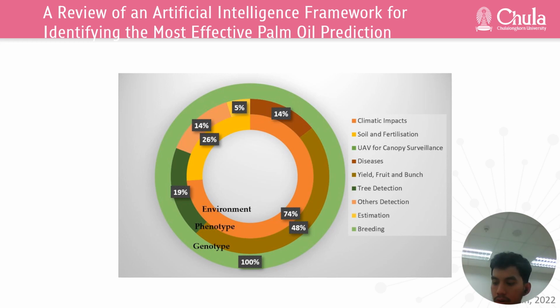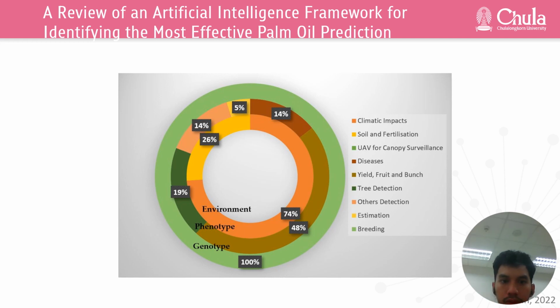Now, for fingerprinting or the traceability of geographical origin, we need to find a feature that connects the CPO and the origin, the place. There is a review on an AI framework for identifying the most effective palm oil prediction. This is a general palm oil prediction; basically, they are using it for palm oil yields.